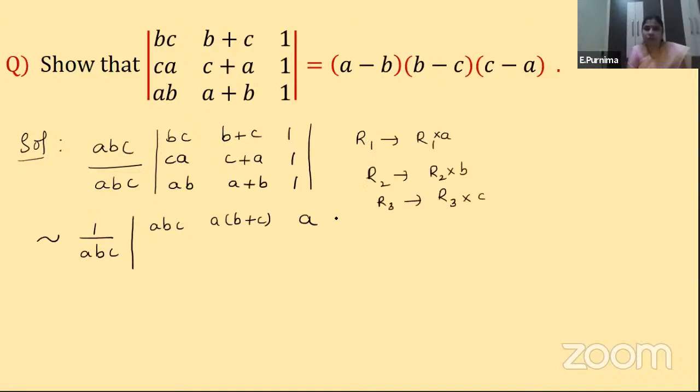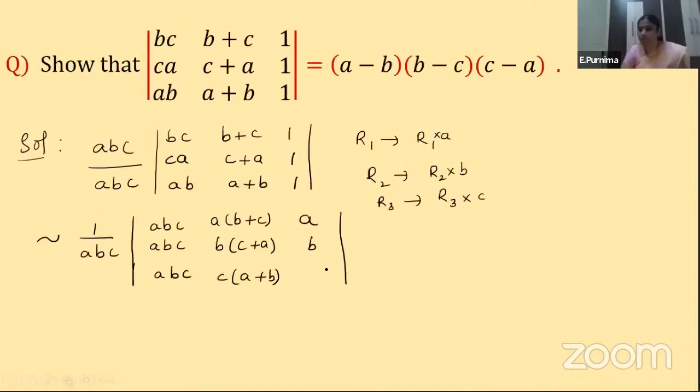Now the first row, BC into A, gives ABC, and then A into B plus C, and 1 into A is A. The second row I multiply with B, so CA into B is nothing but ABC, then B into C plus A, and 1 into B is B. The third row I multiply with C, so AB into C is again ABC, then C into A plus B, and 1 into C is C.